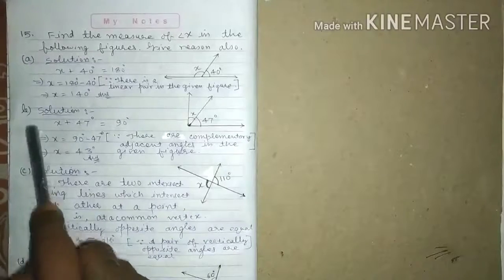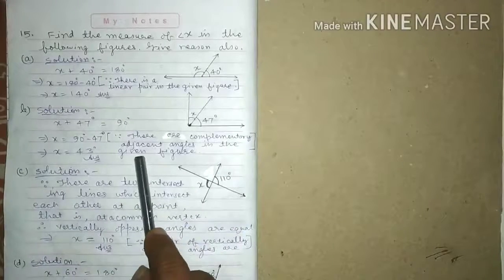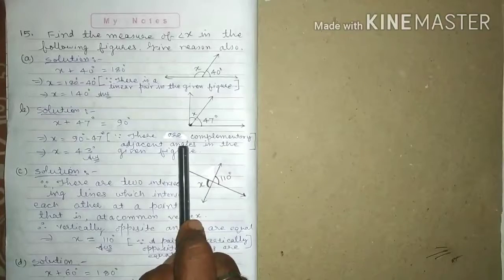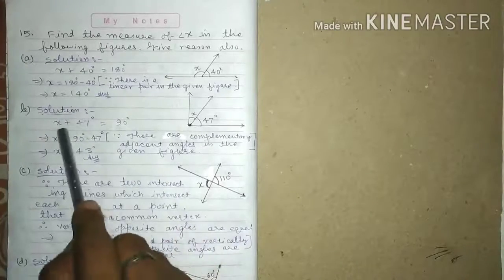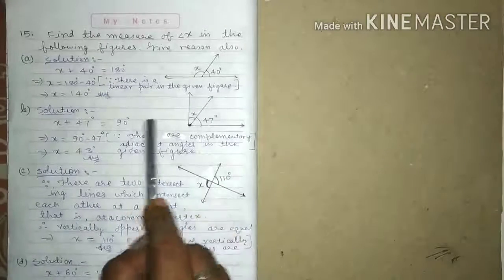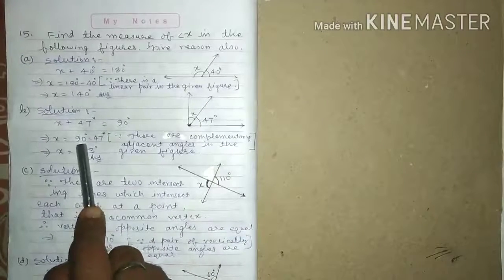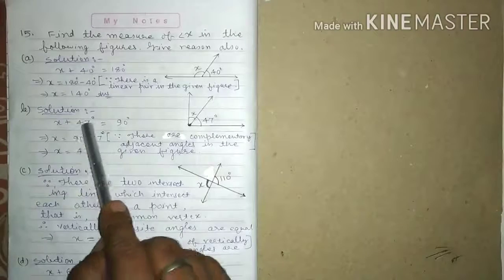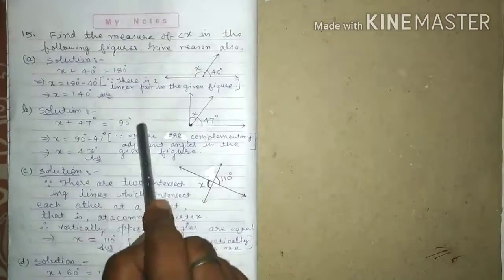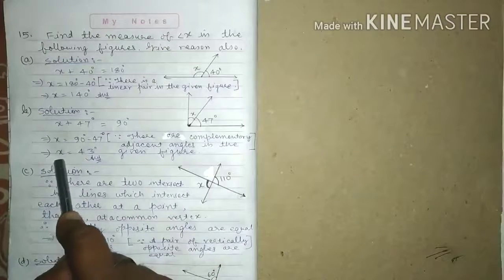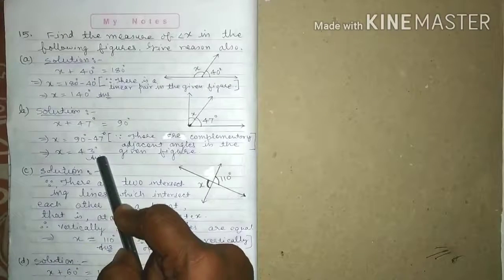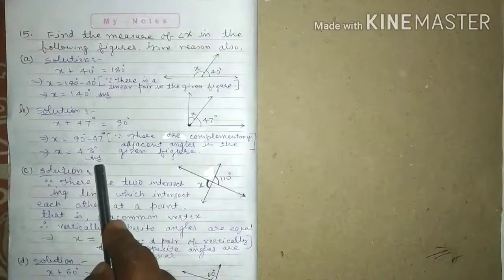Question number B. In this figure, there are complementary adjacent angles. So we write x plus 47 equals 90 degree. This implies that x equals 90 degree minus 47 degree. 47 transpose from LHS to RHS. This implies that x equals 43 degree. This is the answer of question number B.